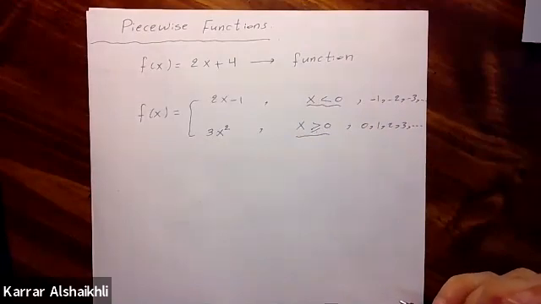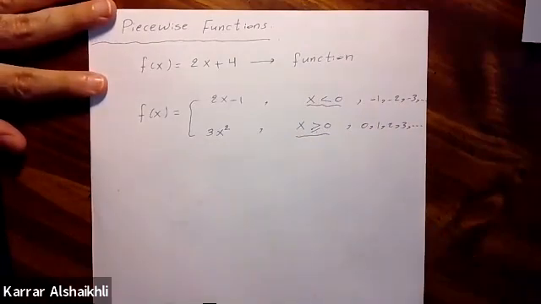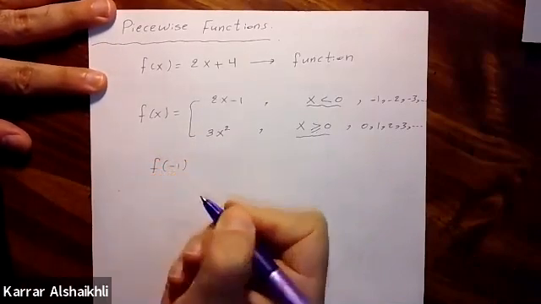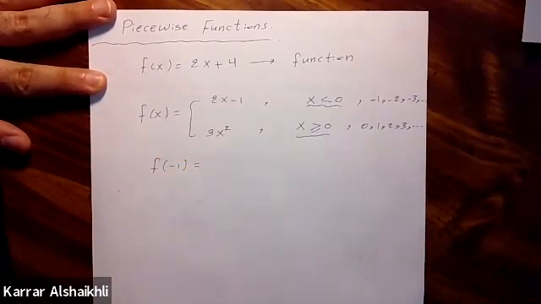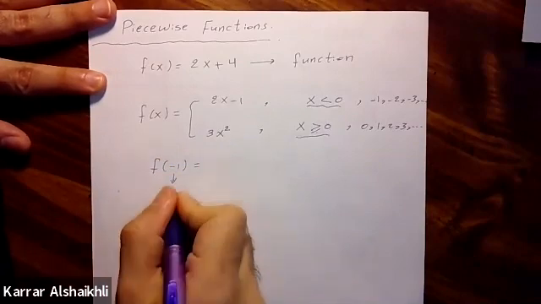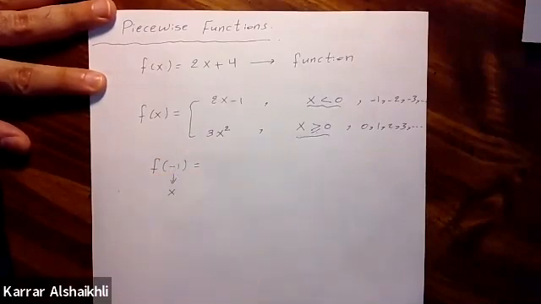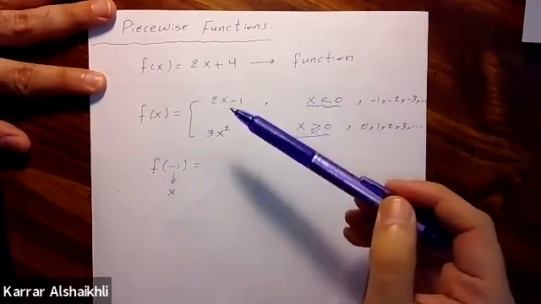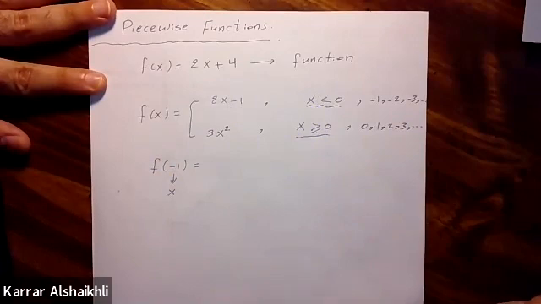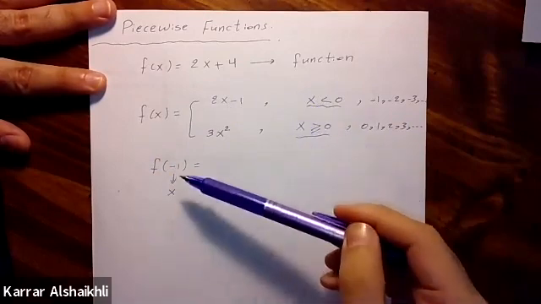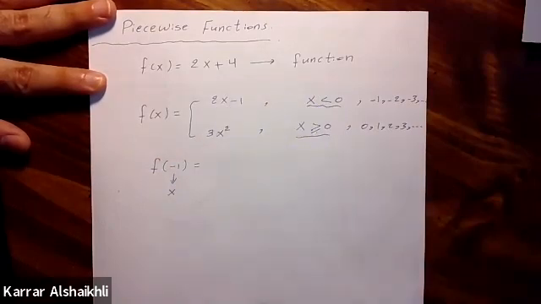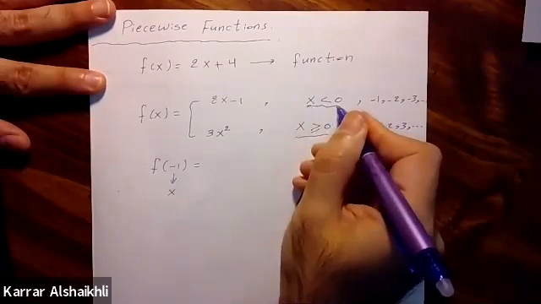Let's start evaluating. If I ask you to find f of -1, we already know we need to find the value of y when x equals -1. So tell me which piece I'm going to use. I'm going to use this piece or this piece? Where are you going to plug in -1? Here or here? You have to follow this condition.